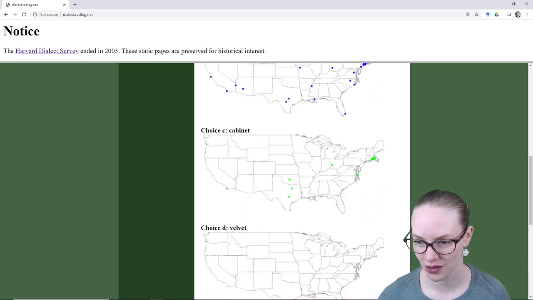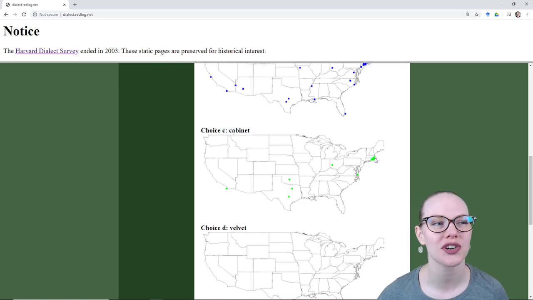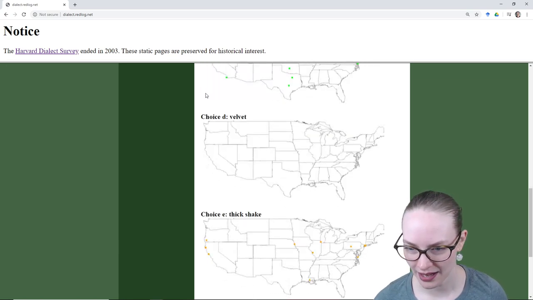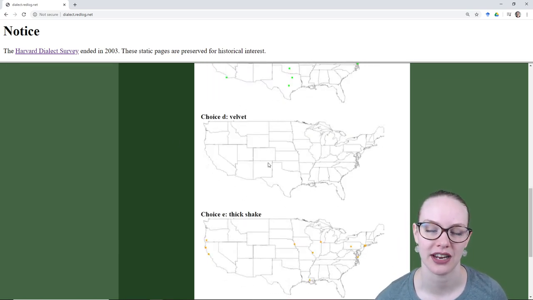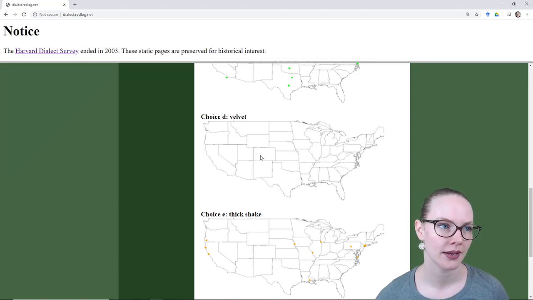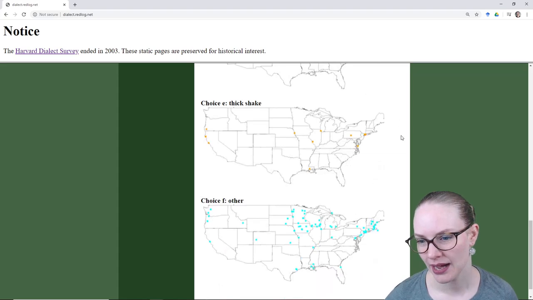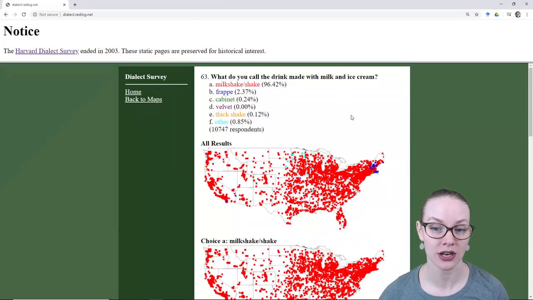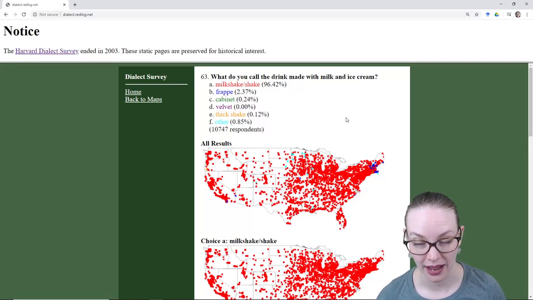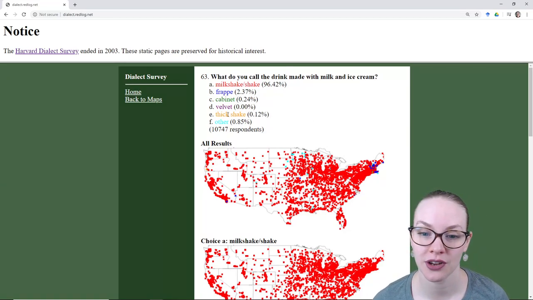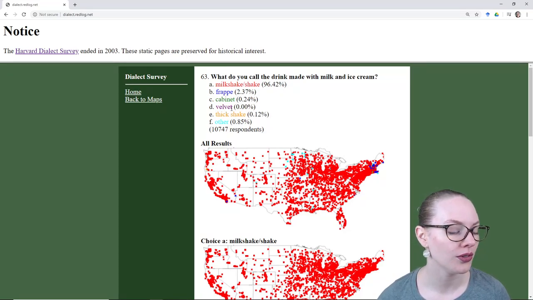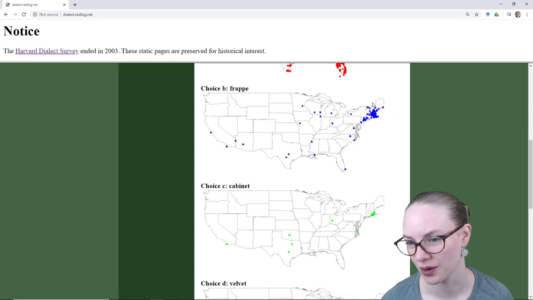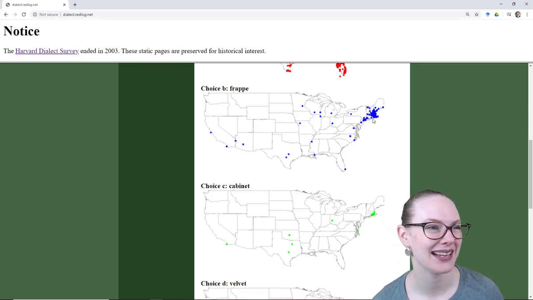Cabinet is super localized to, I'm pretty sure that's Maryland, because that's Cape Cod. Not Maryland, Massachusetts. Nobody actually said velvet. I'm sure that there are not enough data points for this one for it to be de-anonymized, would be my guess. Thick shake, never heard of that. And then other is the other thing. So for each question, people had a number of different responses that they could have provided. This particular question would only be super helpful for figuring out if someone was from sort of the Cape Cod-ish area or wherever that is, Boston, I guess.